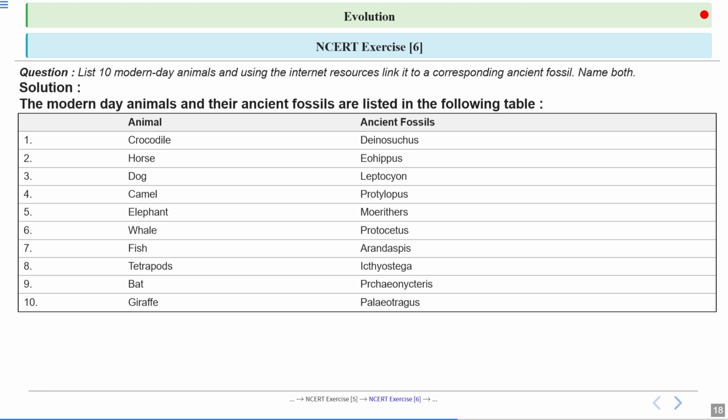Clear? So you can easily use the internet to find out the information regarding this. So you can see evolution is occurring. These modern day animals are quite similar to the organism which existed millions of years ago. By studying fossils, we can tell about evolution. So studying fossils is providing you the evidence of evolution, that evolution is occurring. The study of fossils is known as paleontology.